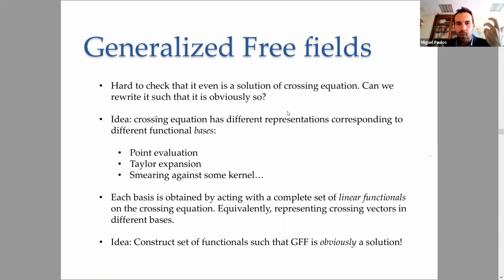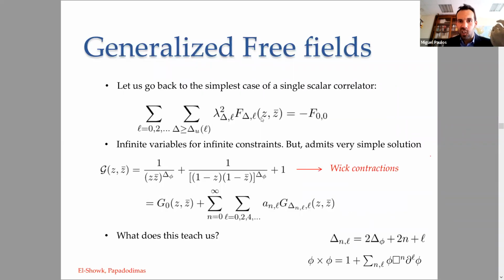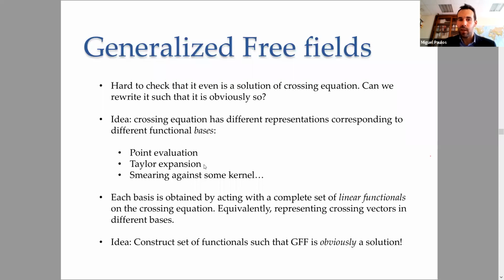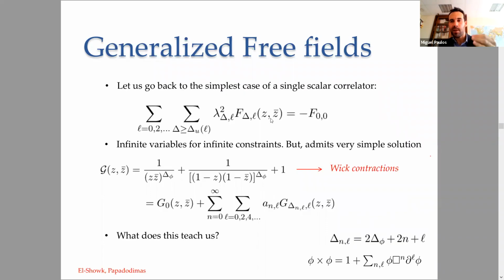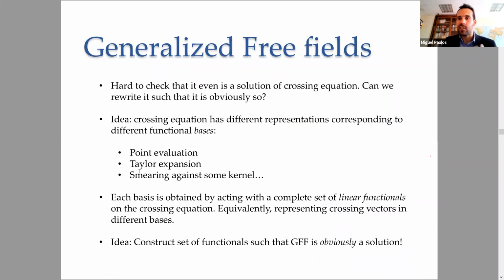One idea is that this crossing equation has different representations corresponding to different choices of functional basis. One basis is just point evaluation. It means that the constraints of the crossing equation are just the constraints that you get by evaluating z and z bar at various points. This will give you a complete set of constraints. But there are other bases. For instance, a different way of doing it is just to Taylor expand around a given point. You can take the crossing equation, Taylor expand around a given point, and if you keep expanding, this will also give you a complete set of constraints which are equivalent to the original crossing equation, right? So in one case, the functional basis was just point evaluation. In the other case, it's taking derivatives. In general, you might imagine that you can smear against some kernels, and this might also provide a complete basis.